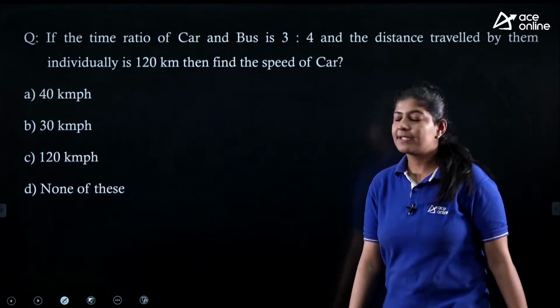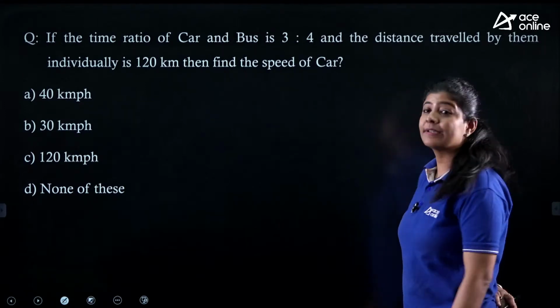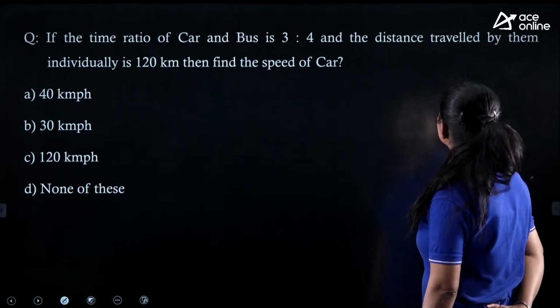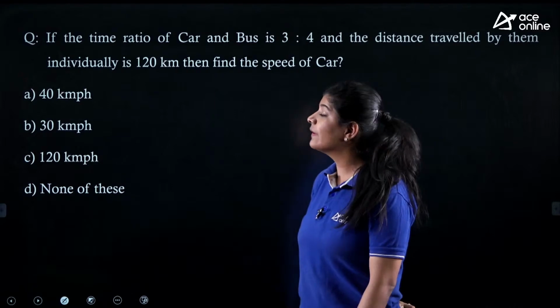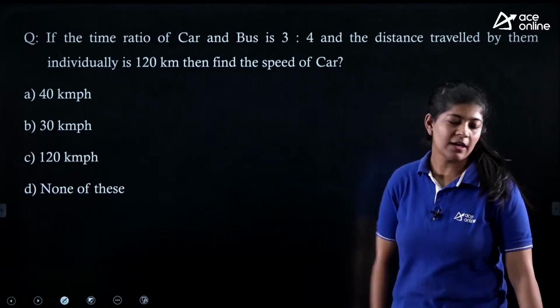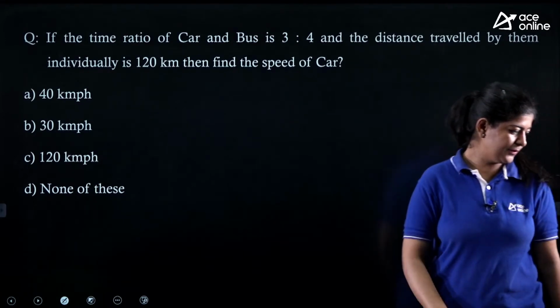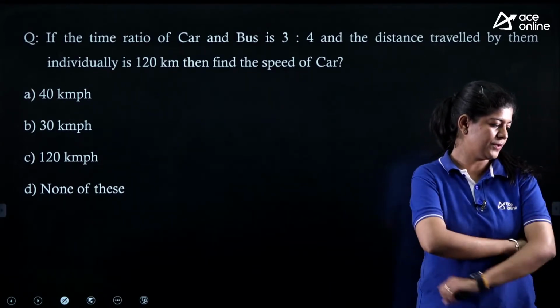The next question says that if the time ratio of car and bus is 3:4 and the distance travelled by them individually is 120 kilometers, then find the speed of the car. It's again a very easy one. Very good, Ravinder. Now just try to solve this particular question.